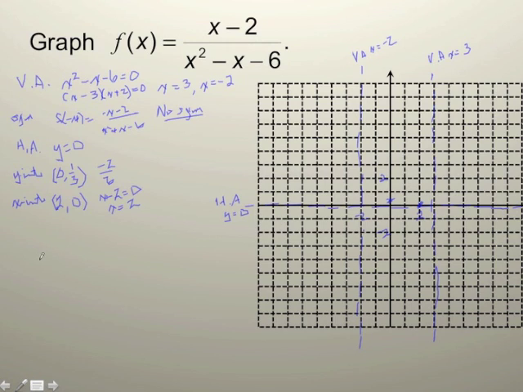The next thing we would need to check is to see if it has intersects with the horizontal asymptote. Well, the horizontal asymptote is the y-axis, and we have a y-intercept. So yes, it intersects.